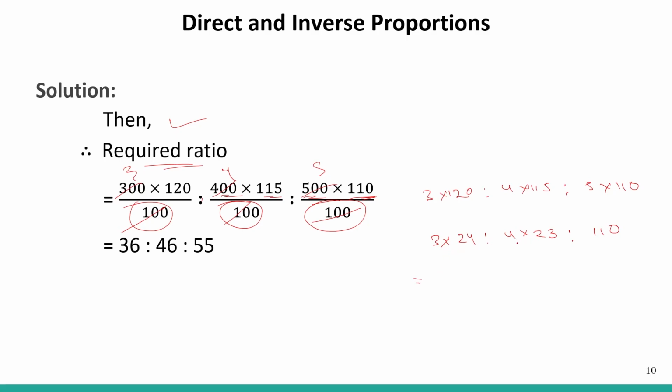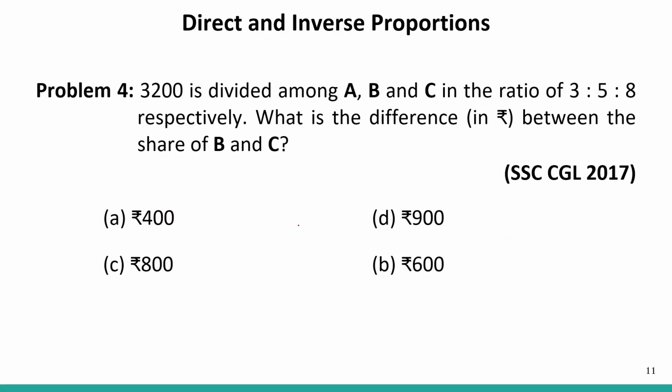Again, what can we do is we divide by 4. So can we divide by 4? No. So we can also divide by 2, right? So 3 into 12, this will be 46, this will be 55. So this will be 36 is to 46 is to 55. So this is the ratio at which we arrive. Okay, so this is the final ratio.